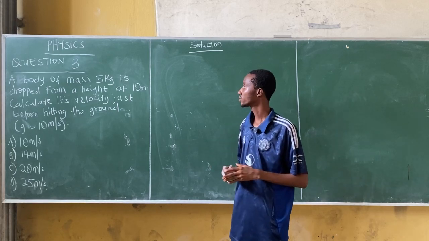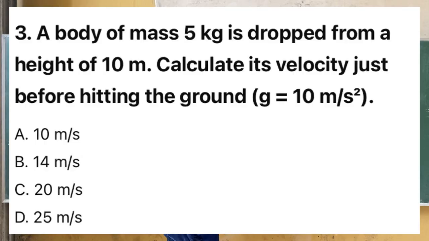Question 3 says, a body of mass 5 kg is dropped from a height of 10 meters. Calculate its velocity just before hitting the ground. They gave us acceleration due to gravity to be 10 meters per second squared. Option A says 10 meters per second. Option B, 14 meters per second. Option C, 20 meters per second. And option D, 25 meters per second.